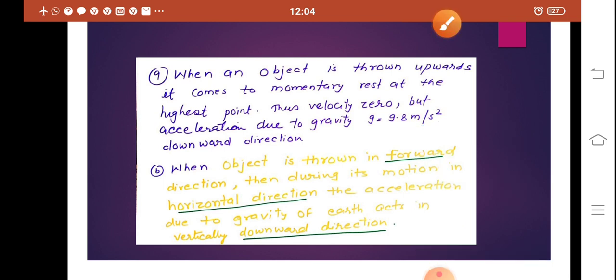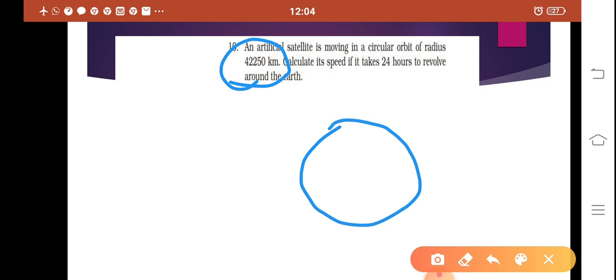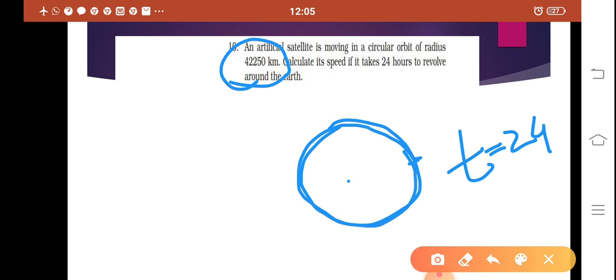Okay. Now we have one more question left. An artificial satellite is moving in a circular orbit of radius 42,000 km. Calculate its speed. It takes 24 hours to complete one revolution around the Earth. Satellite is moving like this around the Earth. This is Earth.